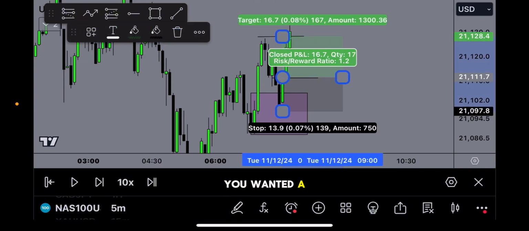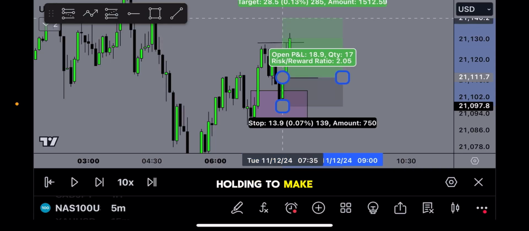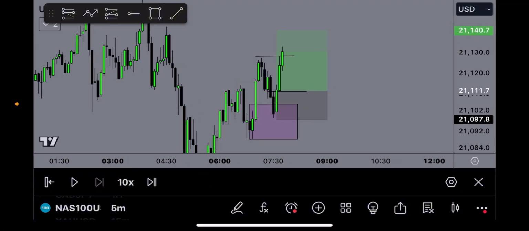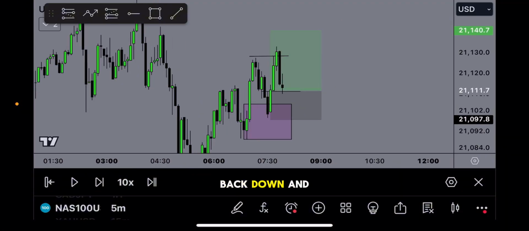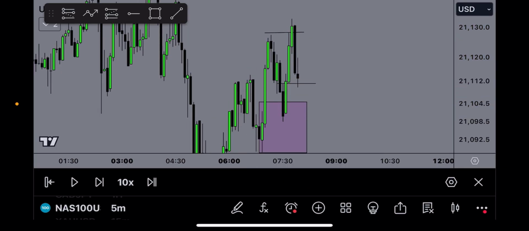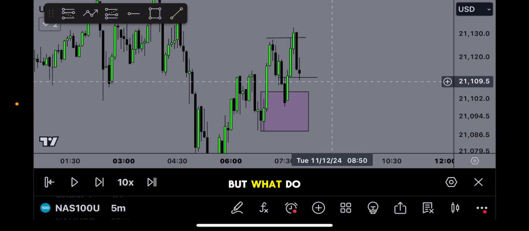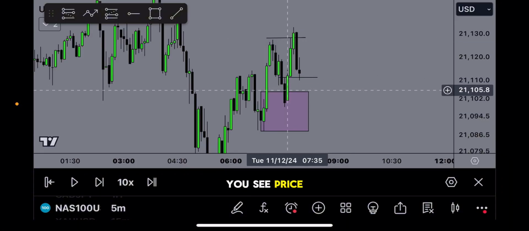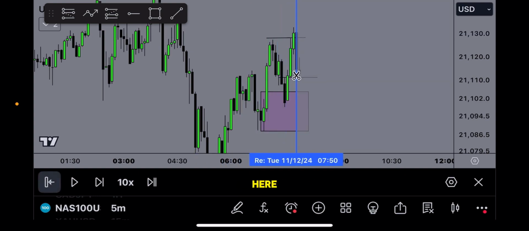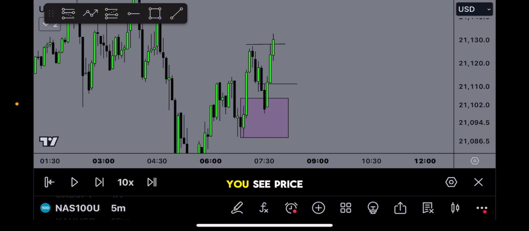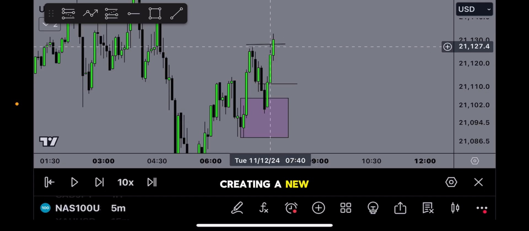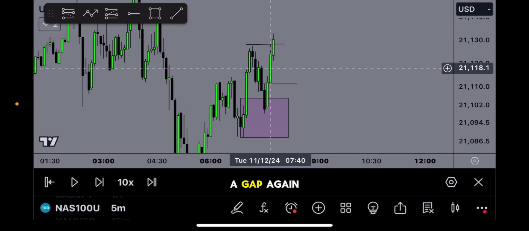Okay? Now, if you wanted to hold for a 2-to-1, which means you're holding to make $20, let's see what would have happened. Boom. Price came back down and rejected. But notice, what do you see right here? Ignore these lines. But what do you see? You see price pushed up aggressively. Let me turn this back. Right here. Boom. You see price pushed up aggressively, breaking the previous high, creating a new high, and having a gap again.